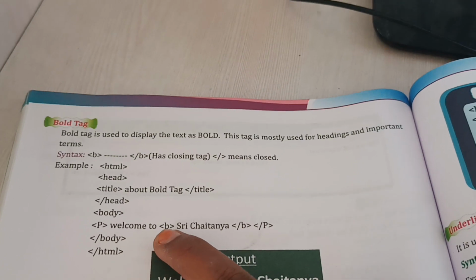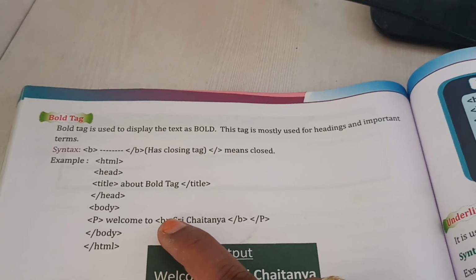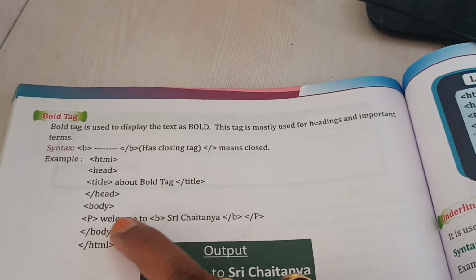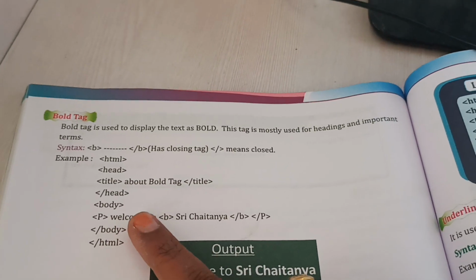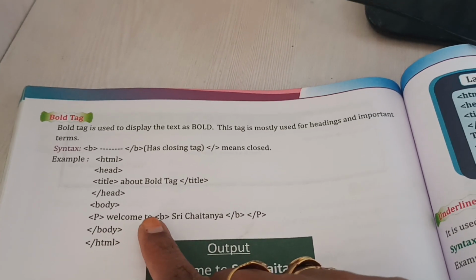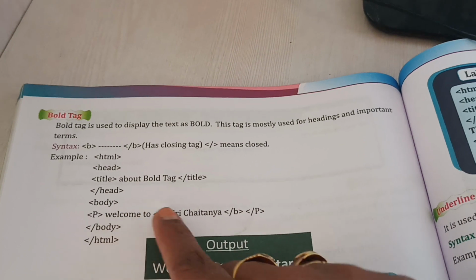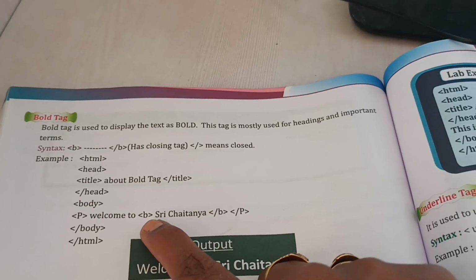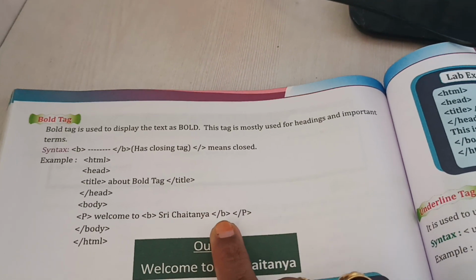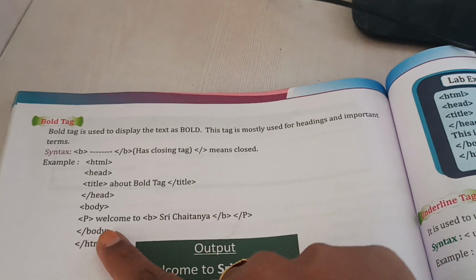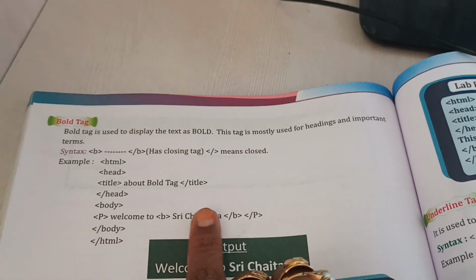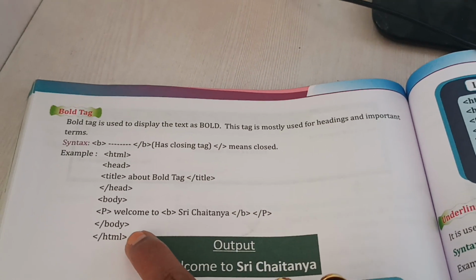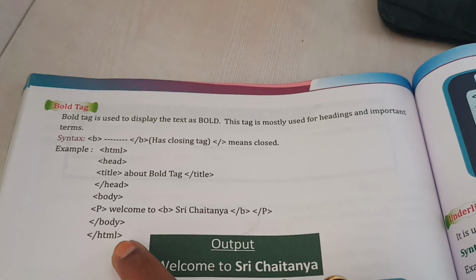Welcome. After the bold tag starts, only the word you give is bold. The remaining text, before that, is not bold, it's normal text. So the bold started in the middle of the paragraph and then the closing tag. This is the paragraph, where we started the paragraph opening tag and the paragraph closing tag. Now the body closing tag, and the HTML closing tag.